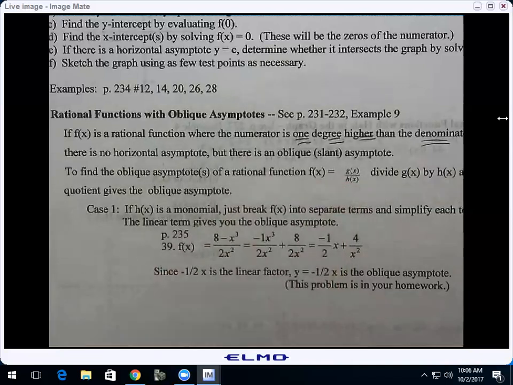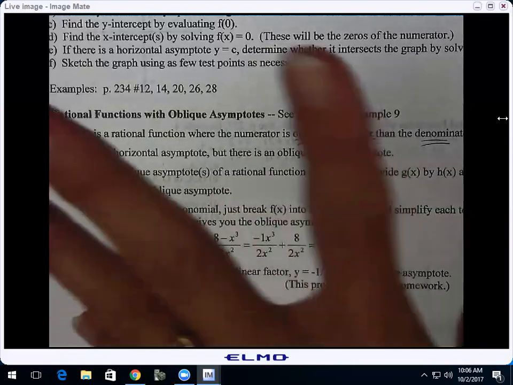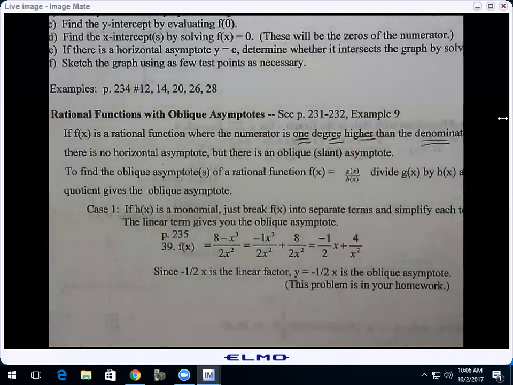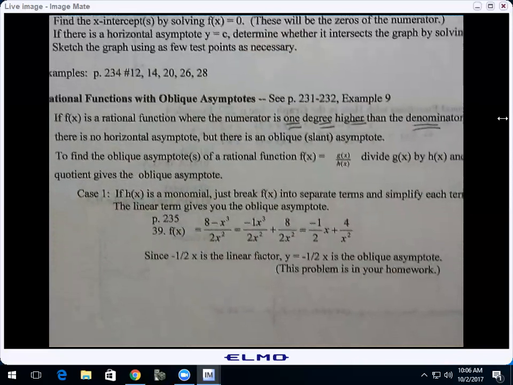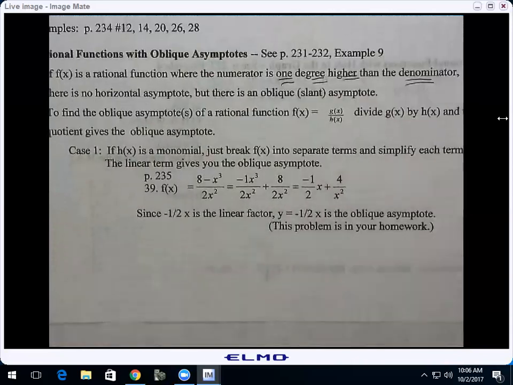Now, I want to give you some help on this division. There are 3 cases, 3 different types of division that we may have to do in order to find the equation of the oblique asymptote.